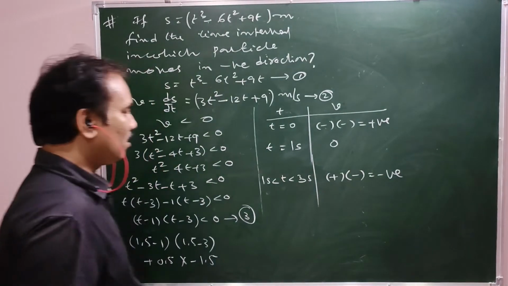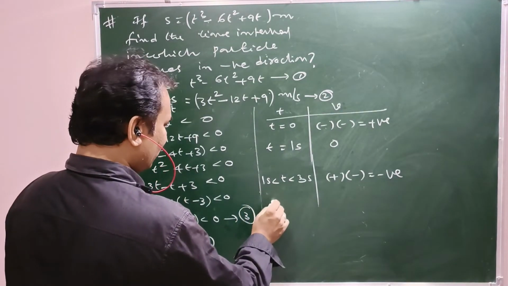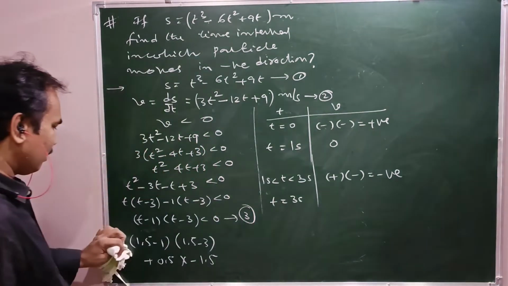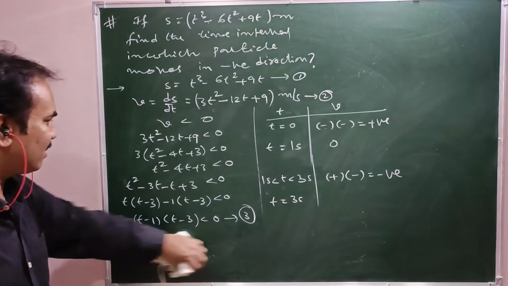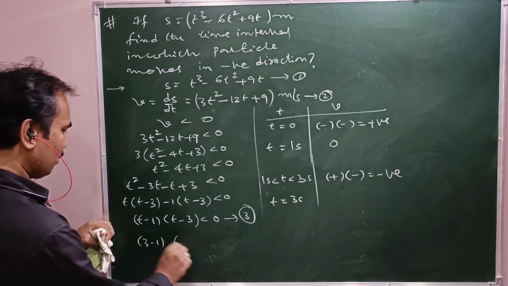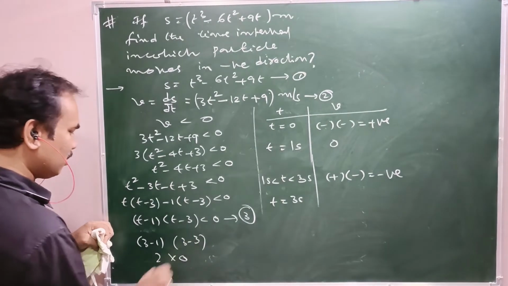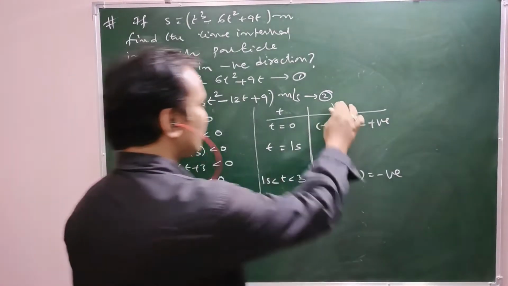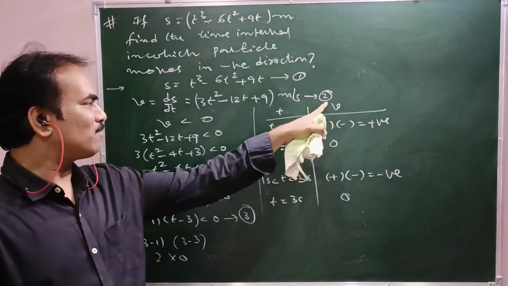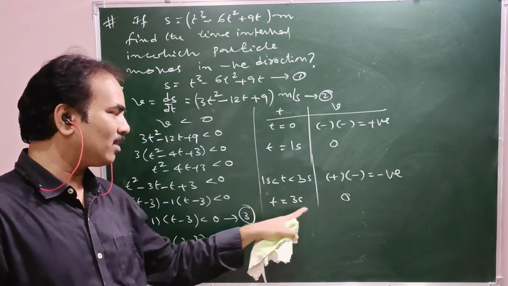Velocity becomes negative. Suppose t equal to 3 seconds. Substitute here: 3 minus 1 is 2, and 2 into 3 minus 3, that is 2 into 0, is 0. Velocity becomes 0. That is, the particle comes to rest at t equal to 1 second and one more time at t equal to 3 seconds.